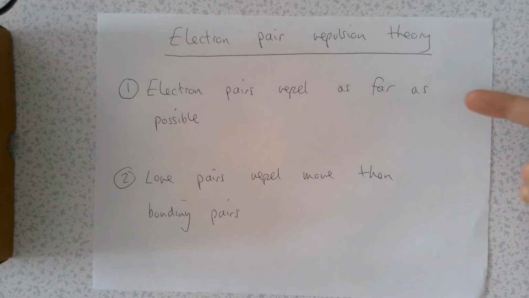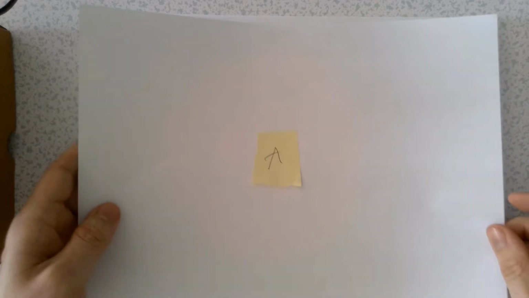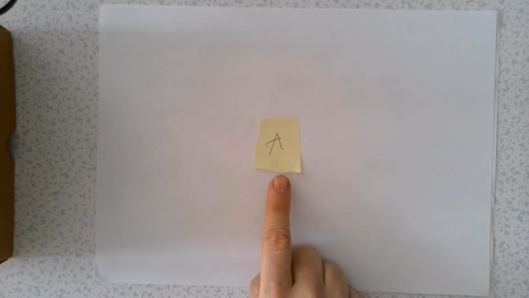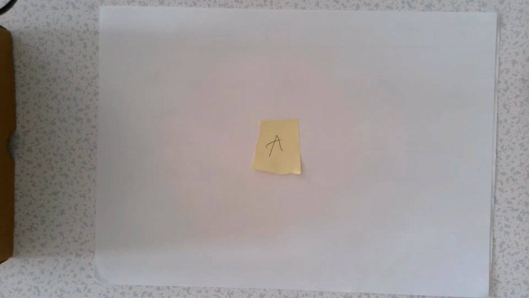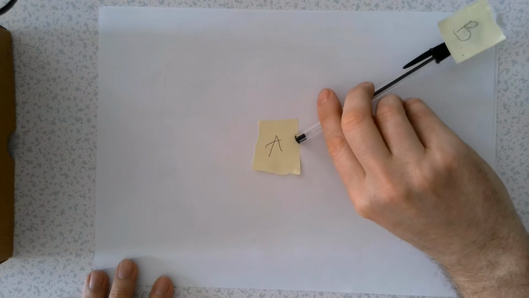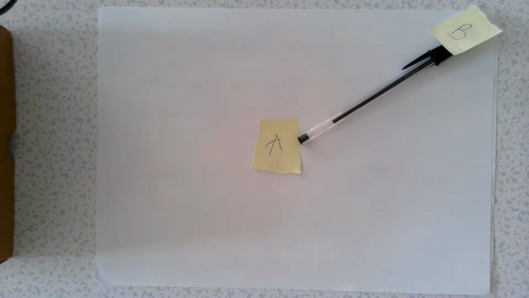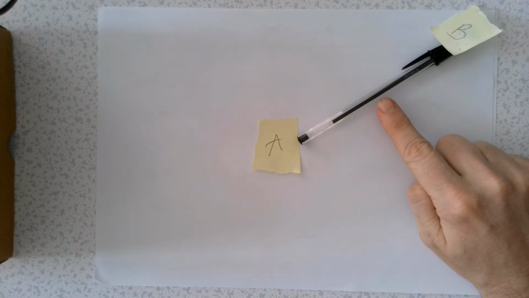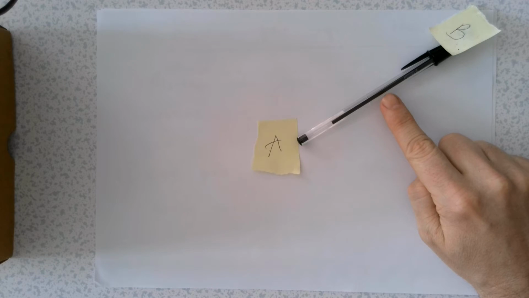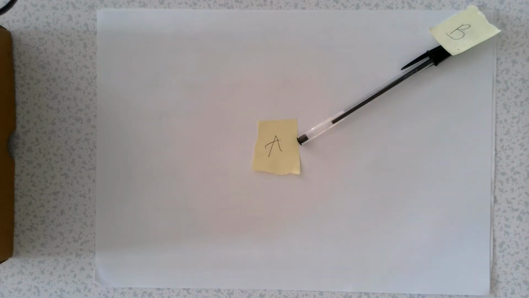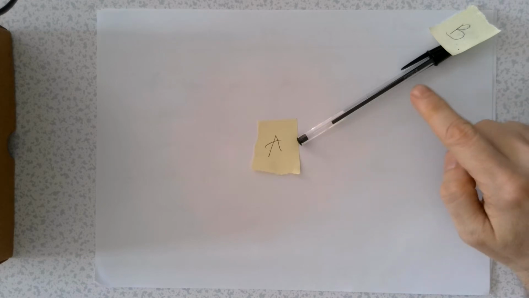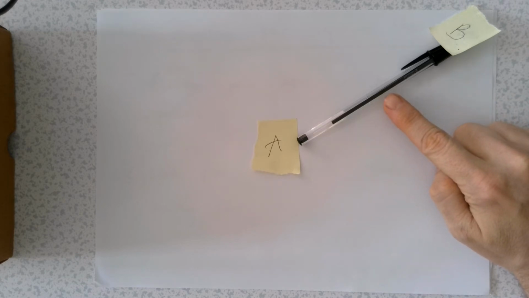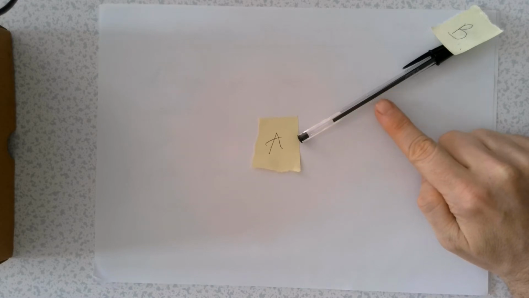So let's go through, what do we mean by that when we say electron pairs repel as far as possible? Let's say I have an atom, an element A, and that is bonded to 3 atoms of element B. Now, using my high-tech equipment here, I'm going to use pens to represent that covalent bond. So have a little think in your head, what actually is the covalent bond? What is this pen actually representing? It's representing a shared pair of electrons. This is the bonding pair right here.